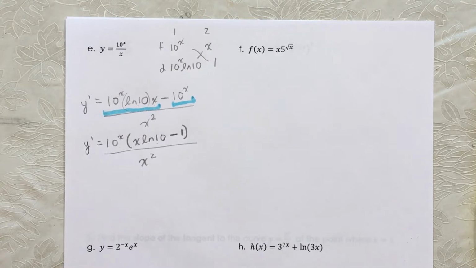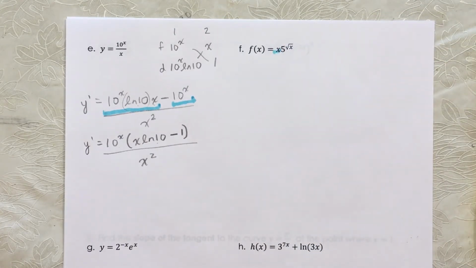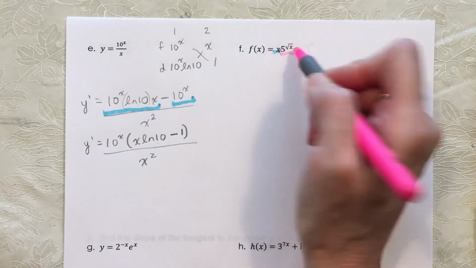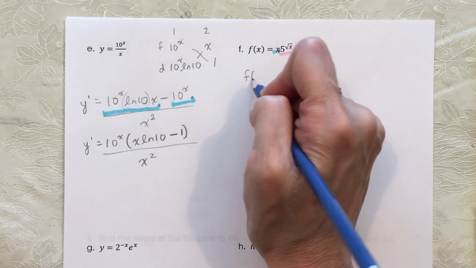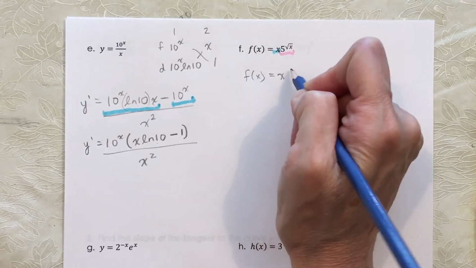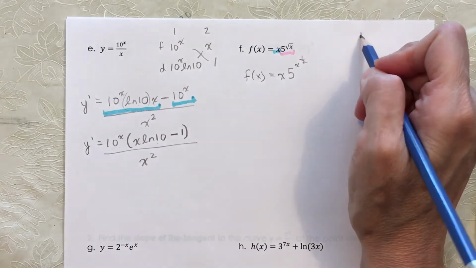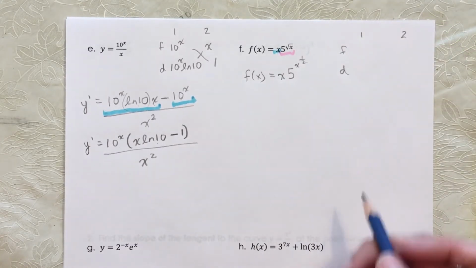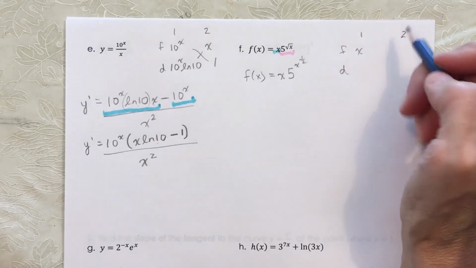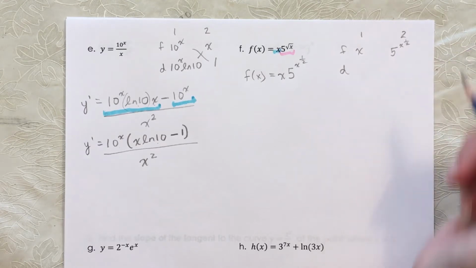So the next one, we also have two functions multiplying together, the simple function x and the function 5 to the square root of x. So we'd probably rewrite it first as x times 5 to the x to the half, and then make our chart. So the first function is x, and the second function is 5 to the x to the half.